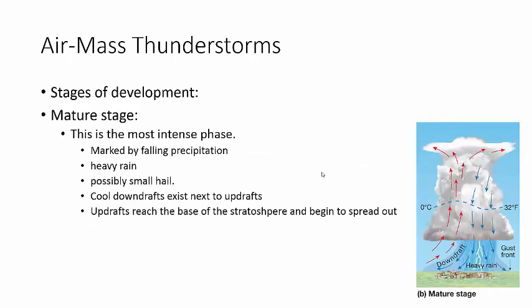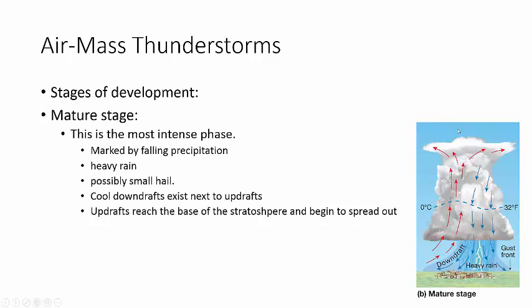So wait, if we've got updrafts and downdrafts in the cumulus stage, what exactly marks or begins the mature stage? That is actual falling precipitation, be it rain, be it hail, be it drizzle, something that's actually coming out of the cloud. Okay. And here you get updrafts and downdrafts together, working to keep this system going.